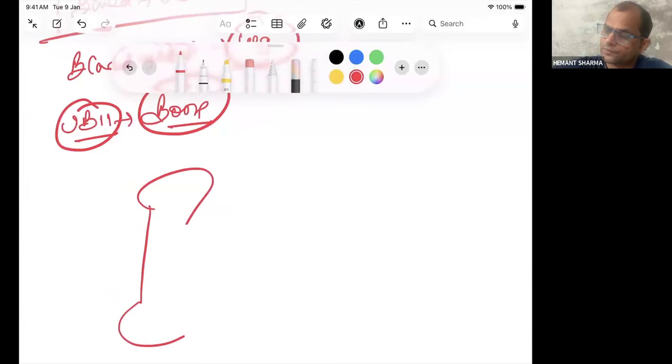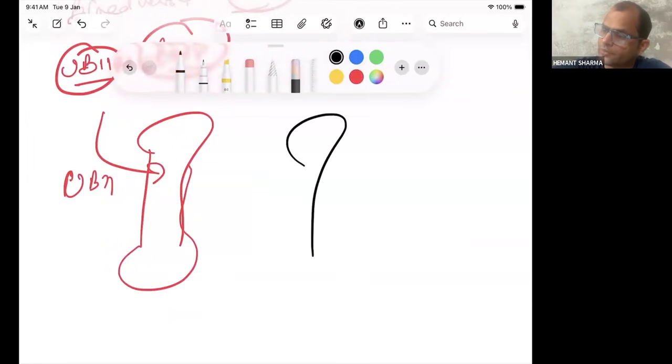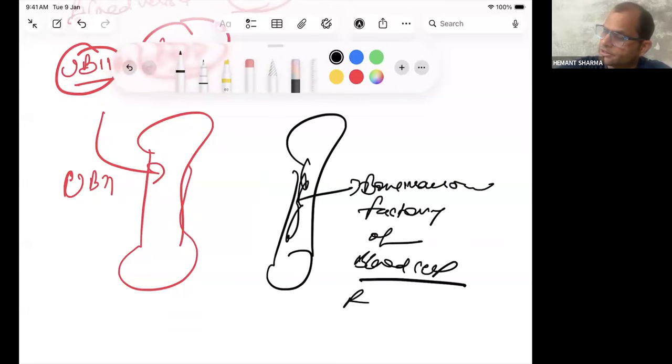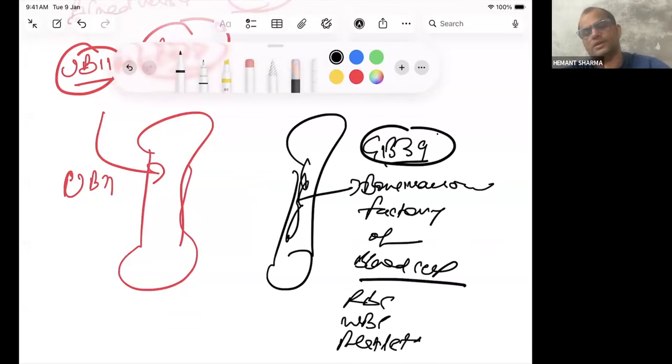So this is the bone. For the bone, we are treating UB11, and inside the bone, we have bone marrow. Bone marrow is the factory of blood cells. Bone marrow is making RBC, WBC, platelets. The influential point of the bone marrow is gallbladder 39. तो जब हम gallbladder 39 को स्टिमुलेट करते हैं, we can work on the bone marrow.